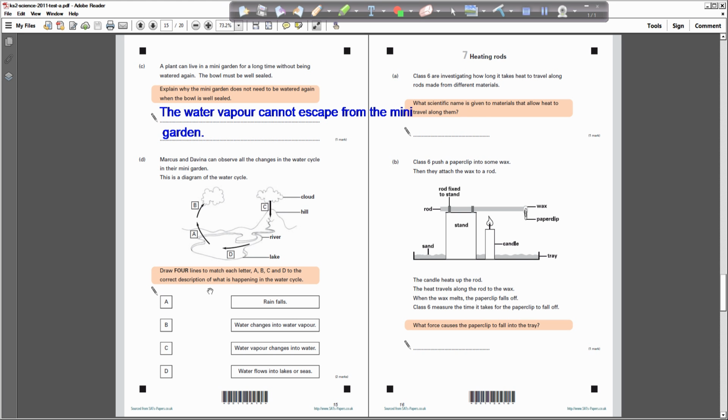Okay, question part D now. It says Marcus and Davina can observe all the changes in the water cycle in their mini garden. This is the diagram of the water cycle. This is like the real water cycle. Draw 4 lines to match each letter A, B, C and D to the correct description of what is happening in the water cycle. Okay, so give me one moment while I grab a line.